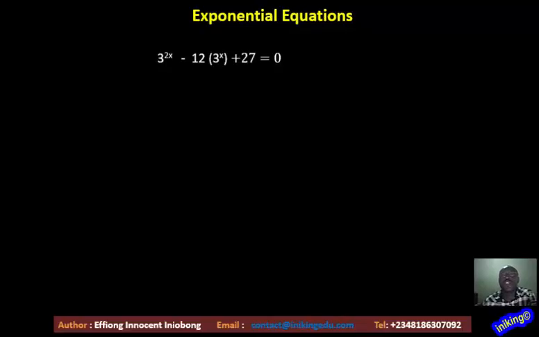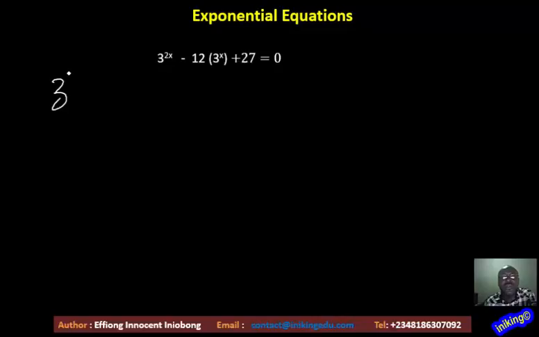We're still on exponential equations. This time around, we are looking at exponential equations that involve quadratics. On the screen, we have 3 raised to the power 2x minus 12 into 3 raised to the power x plus 27. This kind of exponential equation, when we reduce it, we'll first of all reduce it to a quadratic equation. Let's see how that goes.